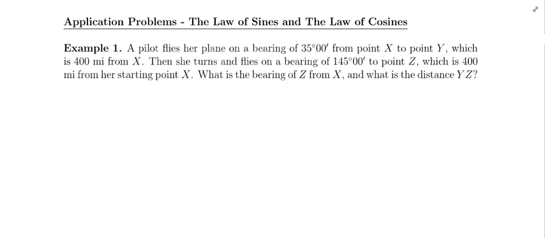It says a pilot flies her plane on a bearing of 35 degrees 0 minutes from point X to point Y, which is 400 miles from point X. Then she turns and flies on a bearing of 145 degrees 0 minutes to point Z, which is 400 miles from her starting point X. What is the bearing of Z from X, and what is the distance from Y to Z?